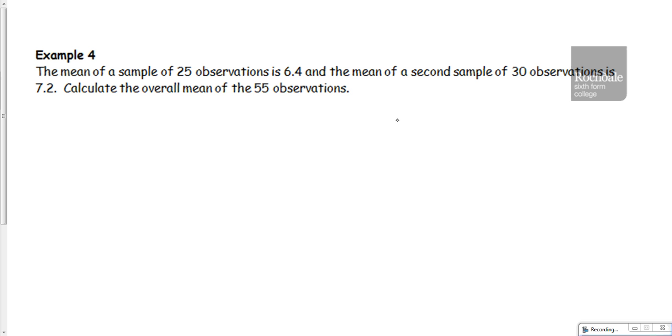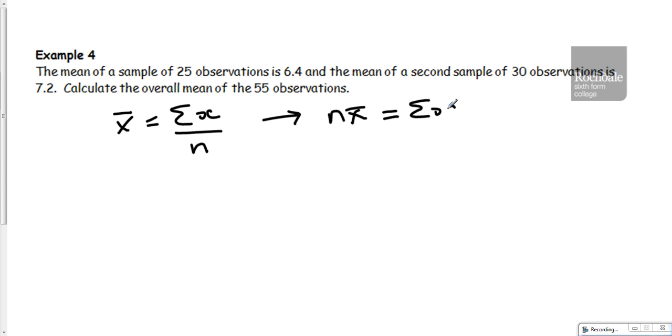So the way to tackle one of these is to use the formula for the mean and rearrange it. We know the mean is given by x bar. You will have looked at that in your notes. So x bar is the sum of all the values divided by how many values there are. I'm going to rearrange that formula. I'm going to cross multiply, and I'm going to say that if I do n times the mean, so I'm multiplying by n on both sides, that will tell me the sum of the values.